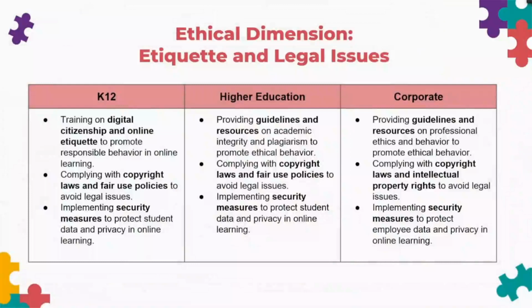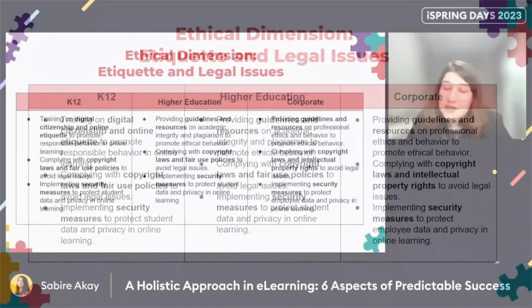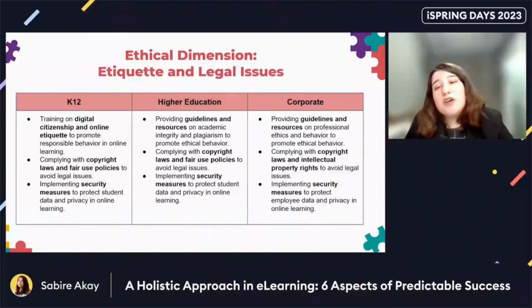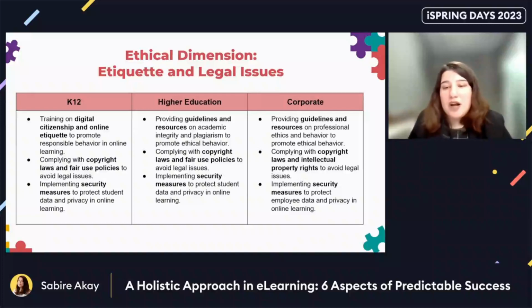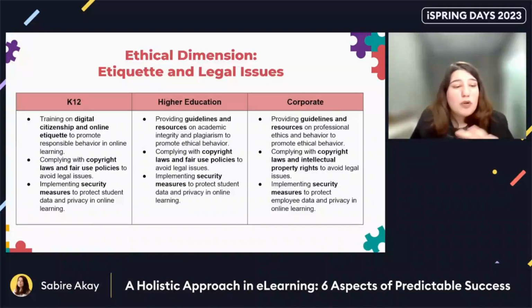In higher education, the thing that we mostly focus on is academic integrity and plagiarism. So we need to provide some guidelines and resources. Again, we have copyright laws and fair use policies here and security measures again. For the corporate life, we have our professional ethics. For the professional ethics, we need to provide guidelines and resources. We have again copyright laws and intellectual property laws, and also we have security measures again. So for all processes, we have security measures, but their depth and dimension may change.